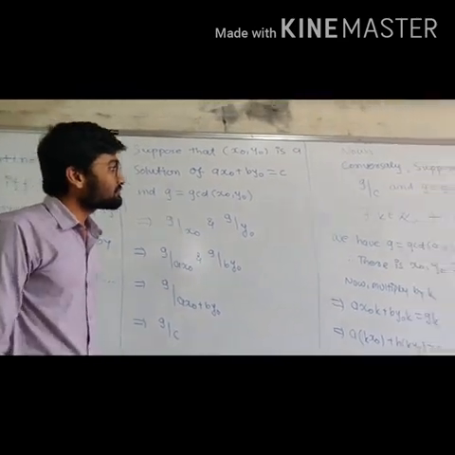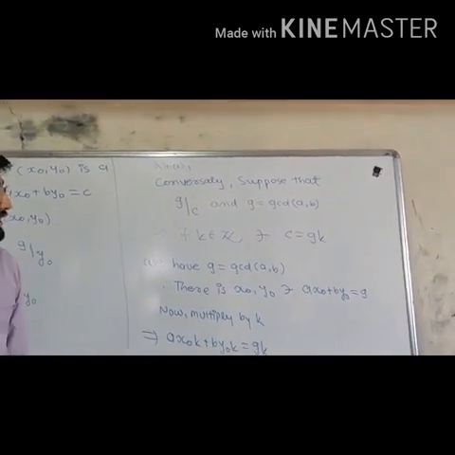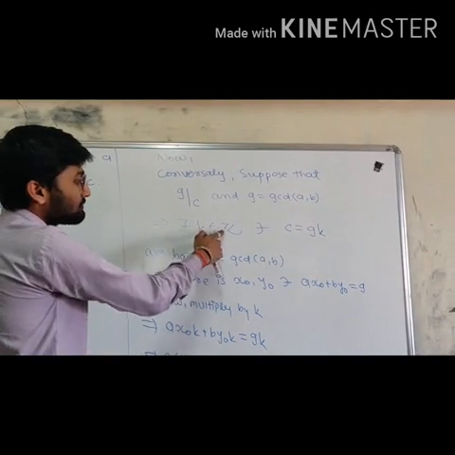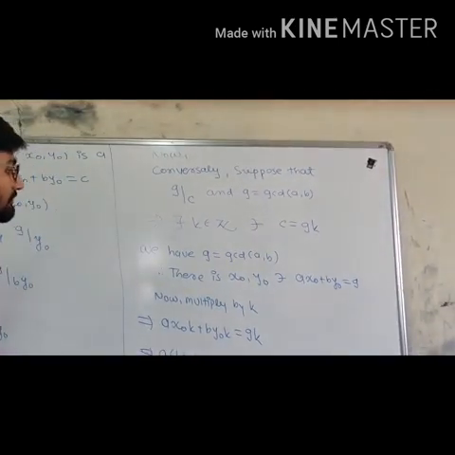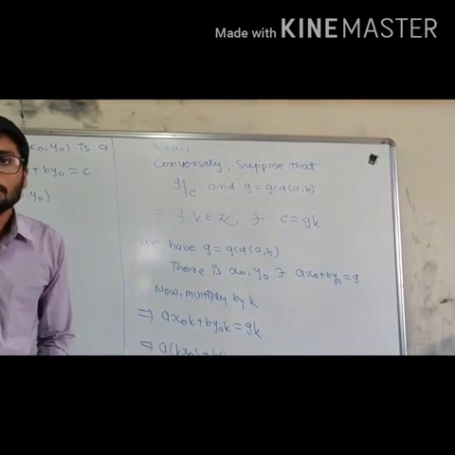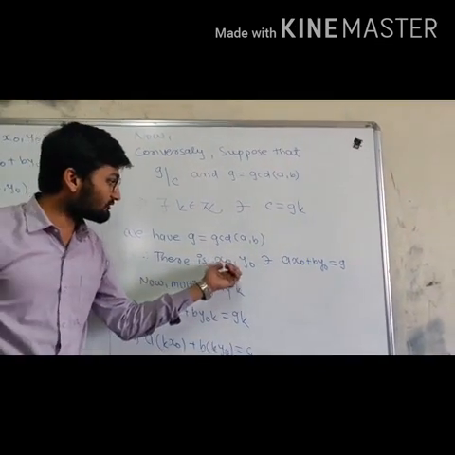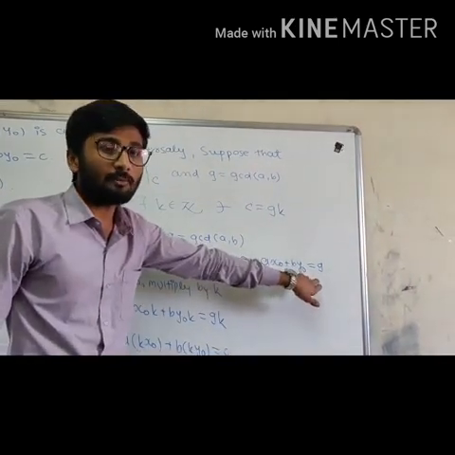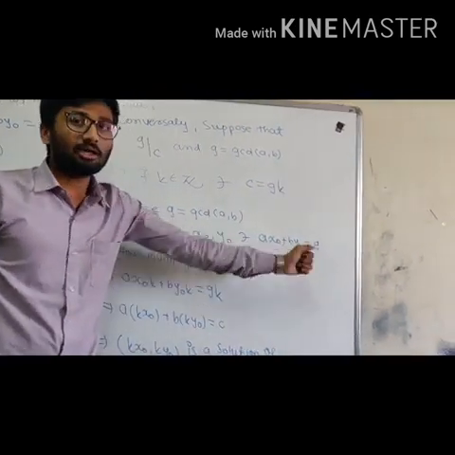Now conversely, suppose that G divides c and G is the GCD of a and b. As G divides c, there exists k belonging to Z such that c equals G into k. And also we have G equal to the GCD of a and b. So by the property of GCD, we can say that there exist x0 and y0 such that a x0 plus b y0 equals the GCD G. Now multiply both sides by k.